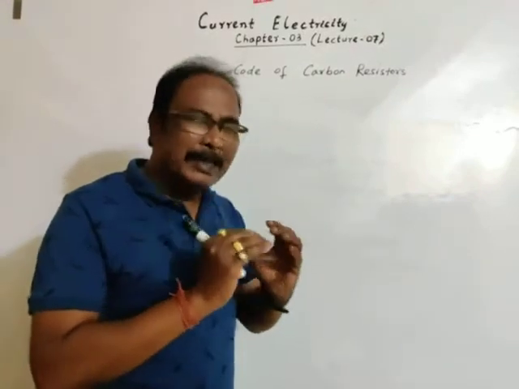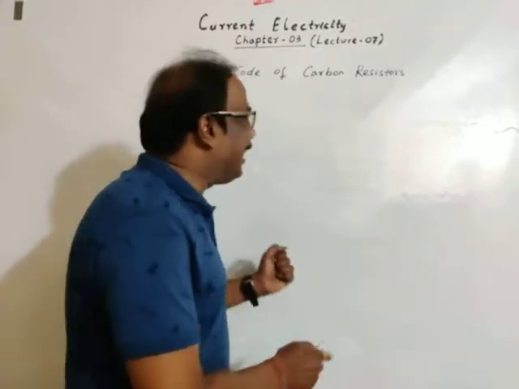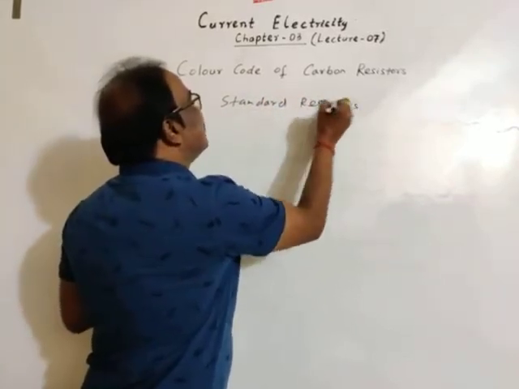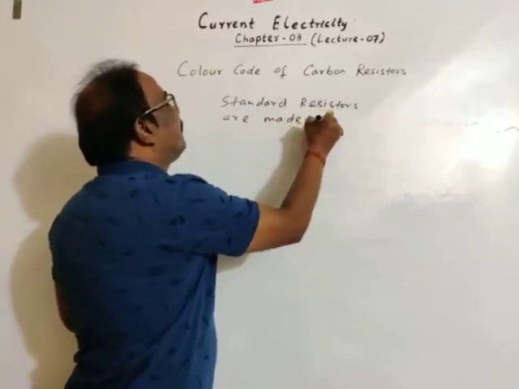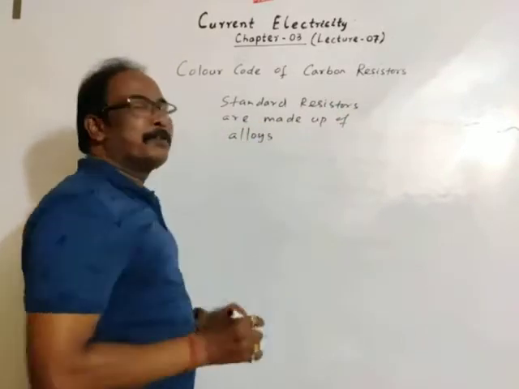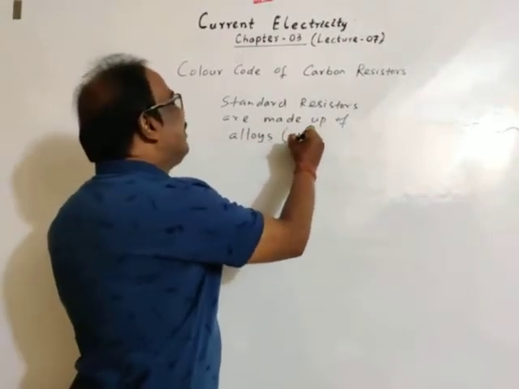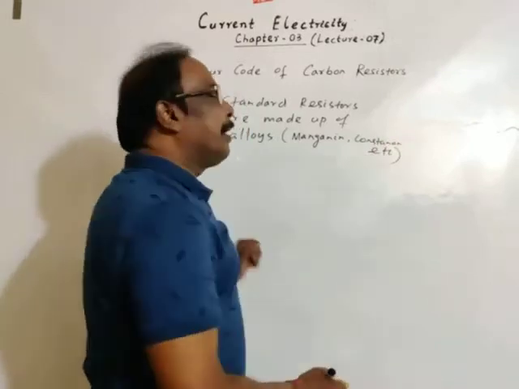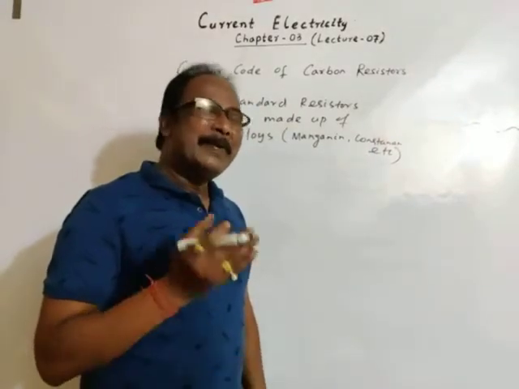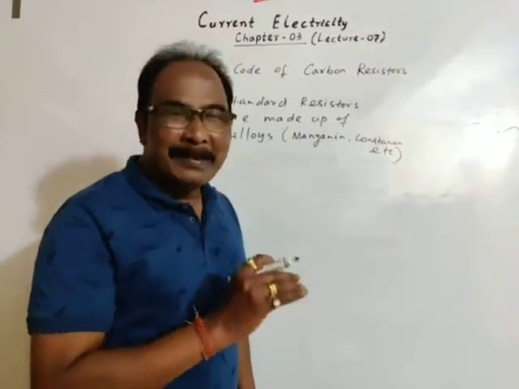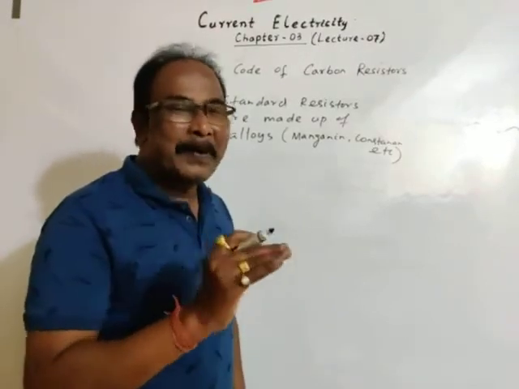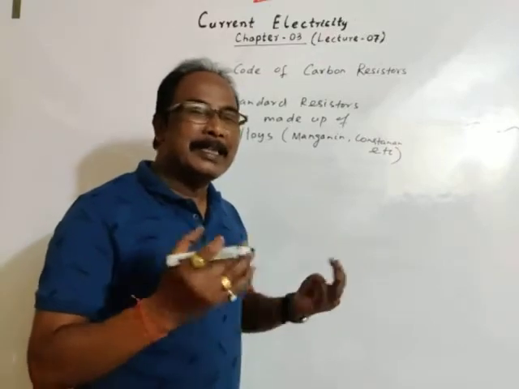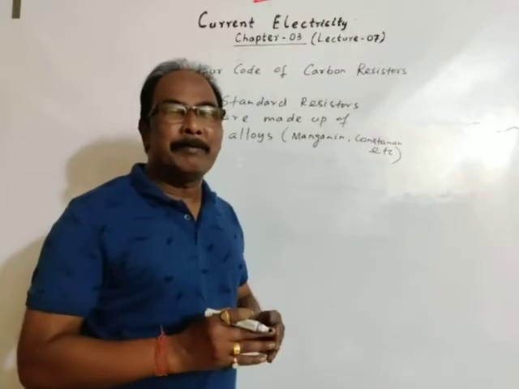Let's have a discussion from the very beginning, starting from the fundamentals. As we know, standard resistors are made up of alloys like manganese, tungsten, etc. As we have discussed, the resistivity of an alloy is more than that of the constituent metals. Alloys are made by mixing some metals.